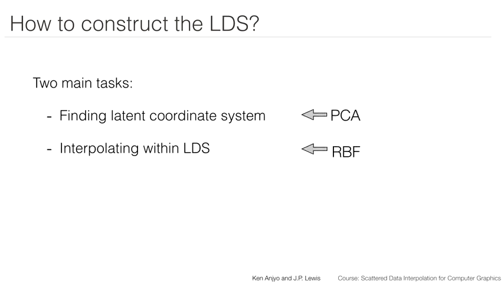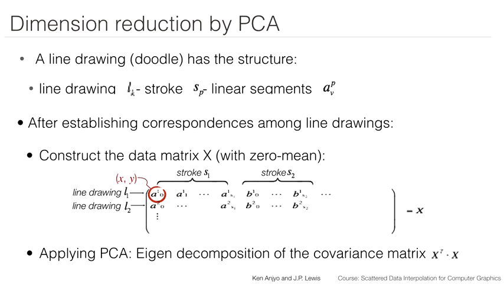So there are two main stages we need to construct this latent doodle space. The first one is, of course, we need some kind of parameterization of the whole space to specify the new face. To make it, we use PCA. Then to interpolate the new face models, we use the radial basis function. So how to make it?